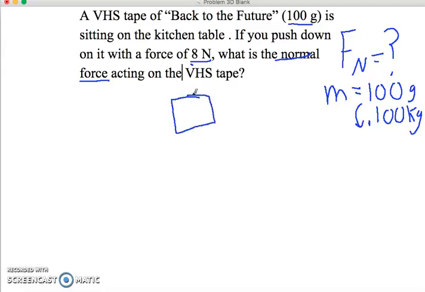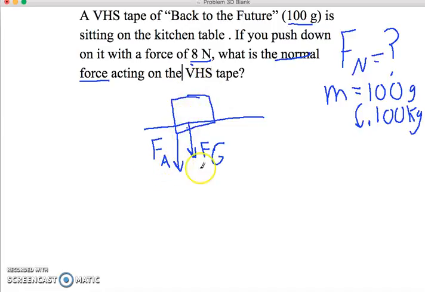So there's really 3 forces. There's the VHS tape, surface. So we have the force of gravity pulling down on that tape, right? That's from the planet. That's always there. We actually also have another force. We have not the normal force. We have an applied force. So the applied force is coming from you pushing down on the tape. So again, you're pushing down with your hand on it.